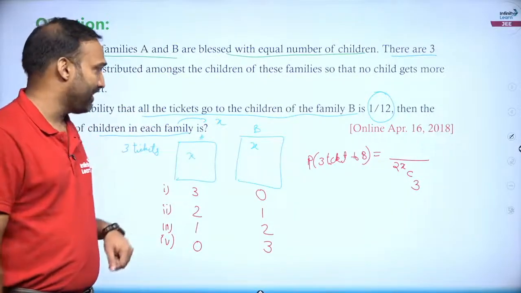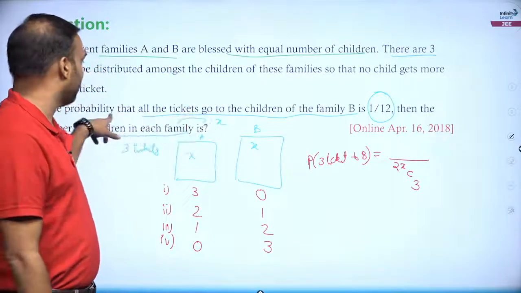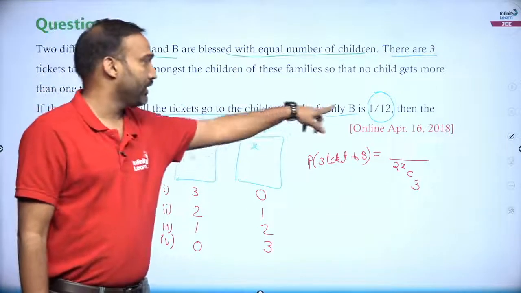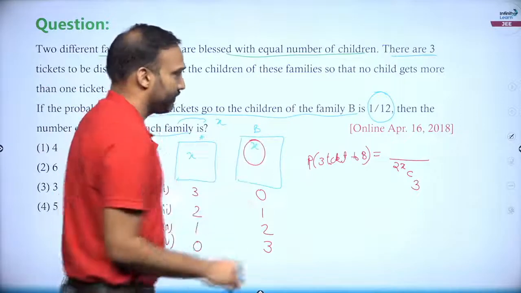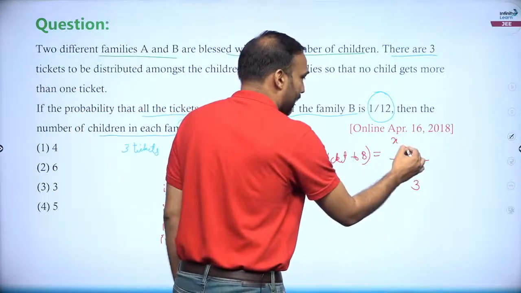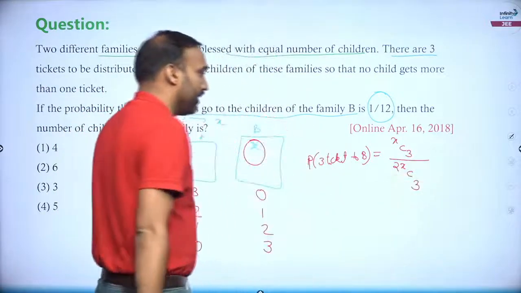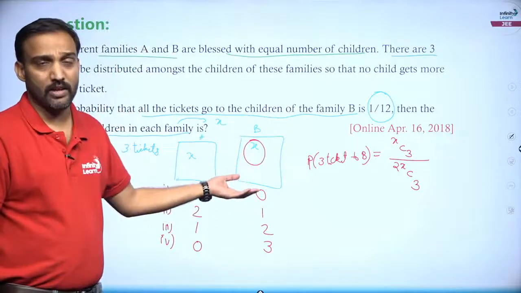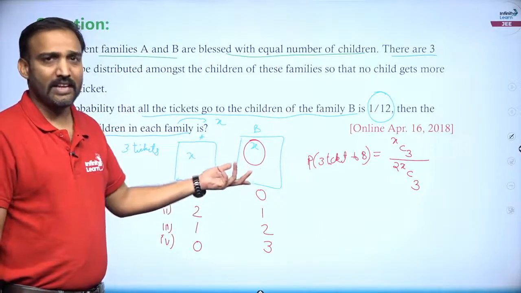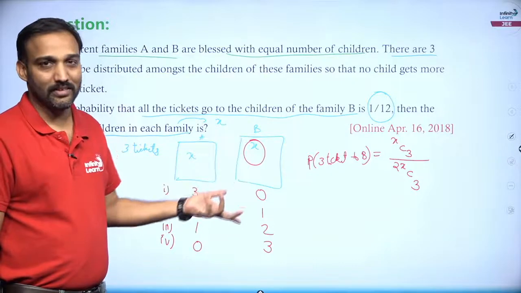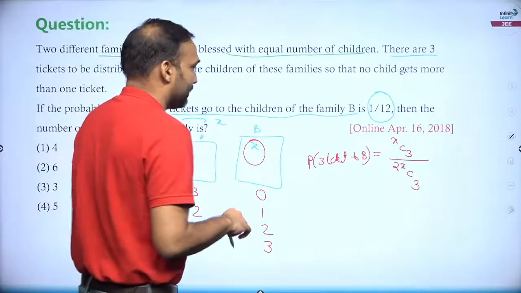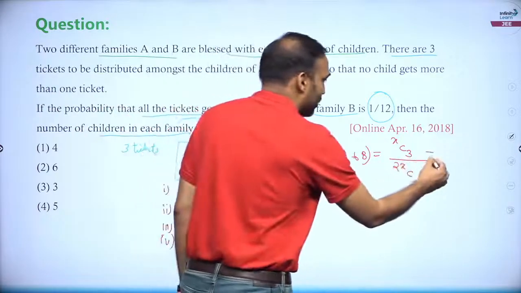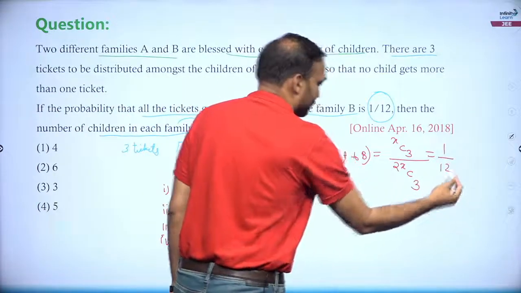Now we'll talk of the favorable outcomes. What is the favorable outcomes? All the tickets go to the children of family B. Where is my family B? This is my family B. So all the tickets go to the family B, XC3, right? You have selected 3 out of the X, right? Anyhow, I know X has to be larger than 3, otherwise I will not be able to select 3 students out of X. And this is equal to 1 by 12.